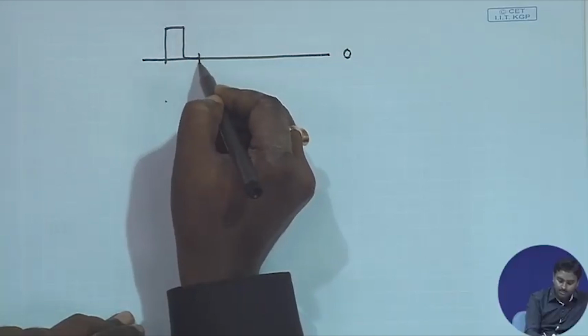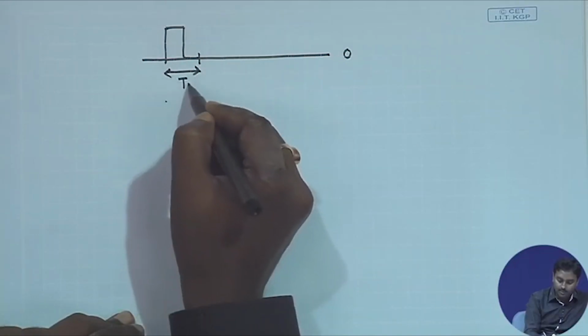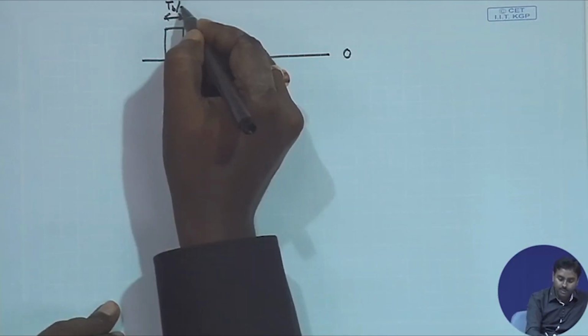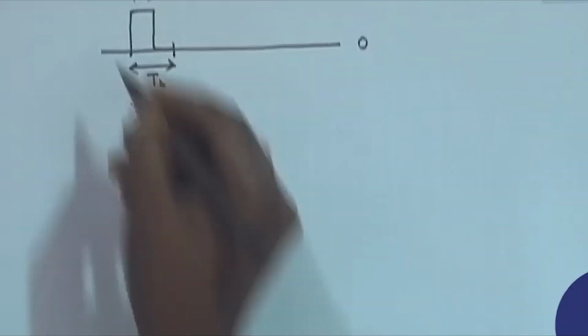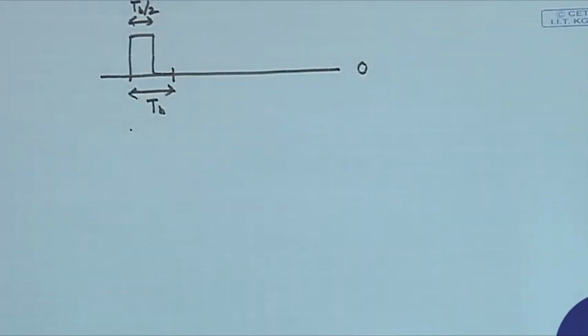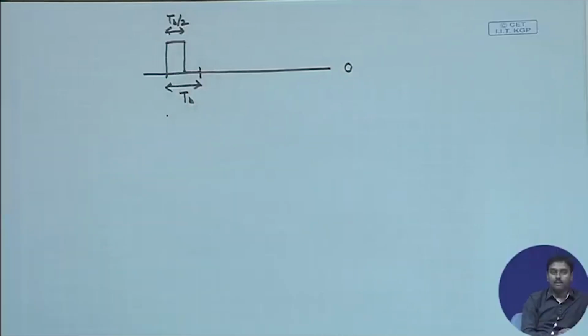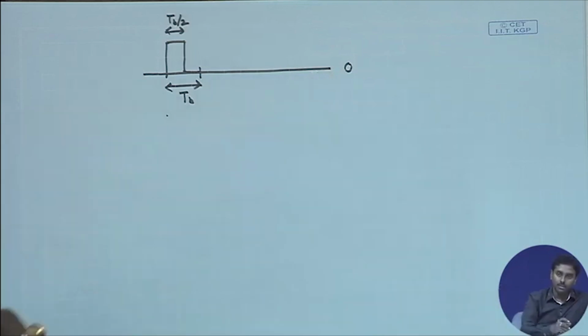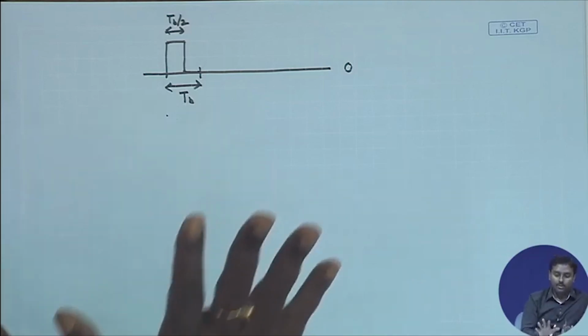1 is represented by a pulse like this of duration Tb, where for the first Tb by 2, or half duration, it will have some positive voltage. It can be 5 volt or something like that. And the rest of the time it returns back to 0. So this is called a return to 0 pulse. If we do line coding later on, or in digital communication probably we will be doing line coding, then we will know all these things. But right now it is just a representation.